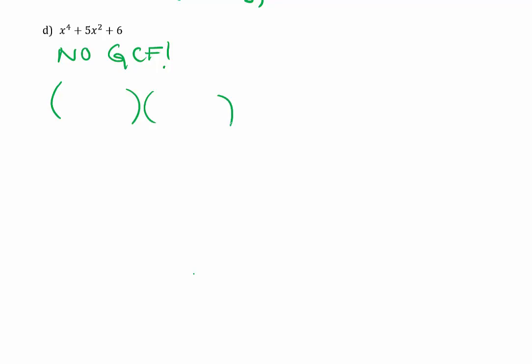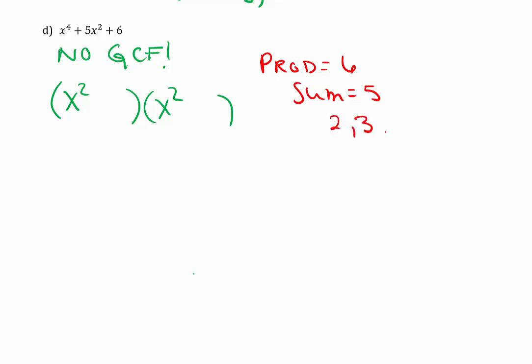If the first term is an x to the 4th, that actually means you have to have x squareds inside the parentheses, so that you get that x to the 4th product. Now I'm going to try to find 2 numbers that have a product of 6 and a sum of 5, looks like 2 and 3 work. So my factors will be x squared plus 2, x squared plus 3. So notice that the process is nearly identical here. The only difference is I had to put those x squareds into the first place.